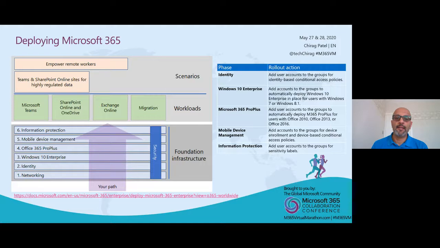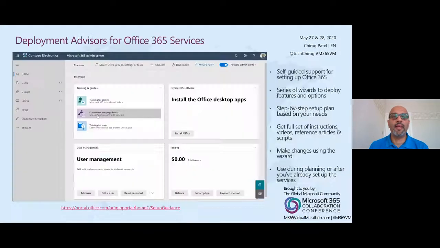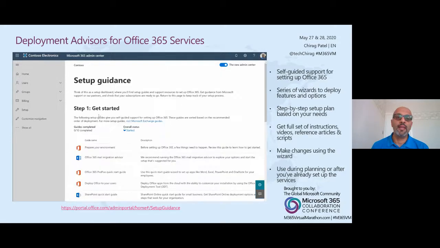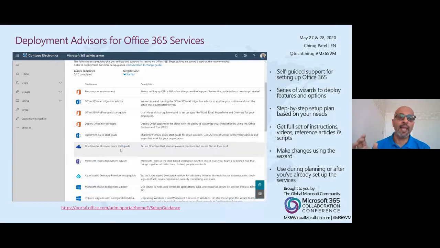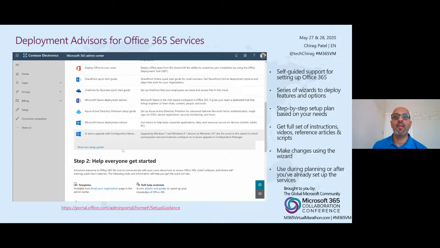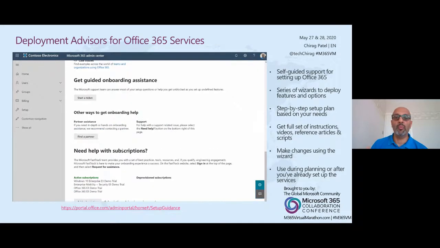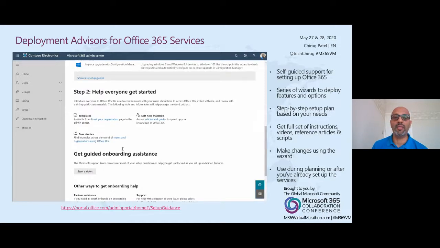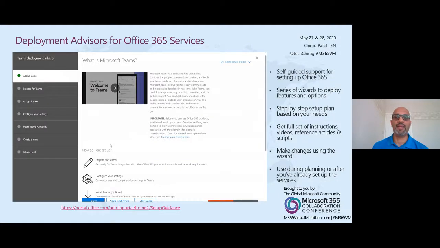One of the cool things you get with Microsoft 365 is that if you're new to the tenant and there are so many features and capabilities, then you can go into your admin center and access the deployment advisors. So you've got various deployment advisors there for, say, deploying Microsoft Teams or SharePoint or other workloads. What you see on the screen is showing the Microsoft Teams deployment. It's a self-guided support mechanism to help you set up your tenant.